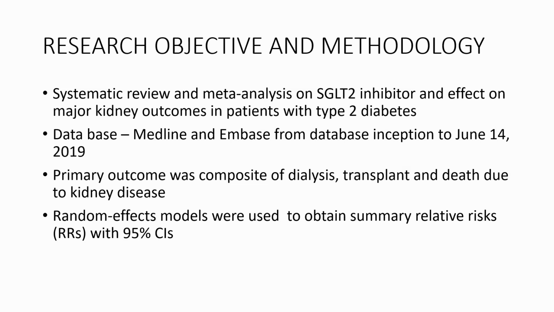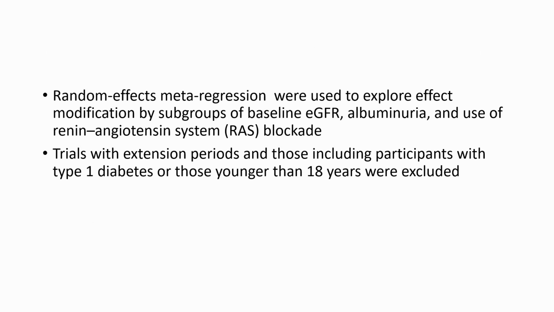Research objective and methodology. Systematic review and meta-analysis on SGLT2 inhibitors and effect on major kidney outcomes in patients with type 2 diabetes is the research objective, and the data are obtained from Medline and EMBASE, and the data collection was up to June 14, 2019. The primary outcome was a composite of dialysis, transplant, and death due to kidney disease. Random effect models were used to obtain summary regarding the relative risk and confidence interval. Again, random effect meta-regressions were used to explore effect modification by subgroups of baseline EGFR, albuminuria, and use of renin-angiotensin system blockade. Trials with extension period and those including participants with type 1 diabetes or those younger than 18 were excluded from the study.